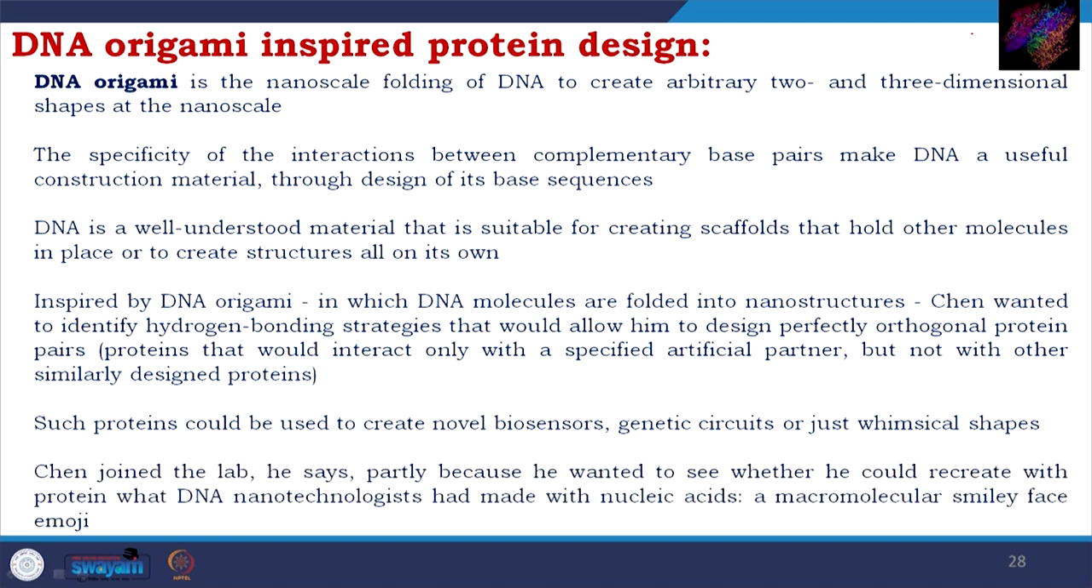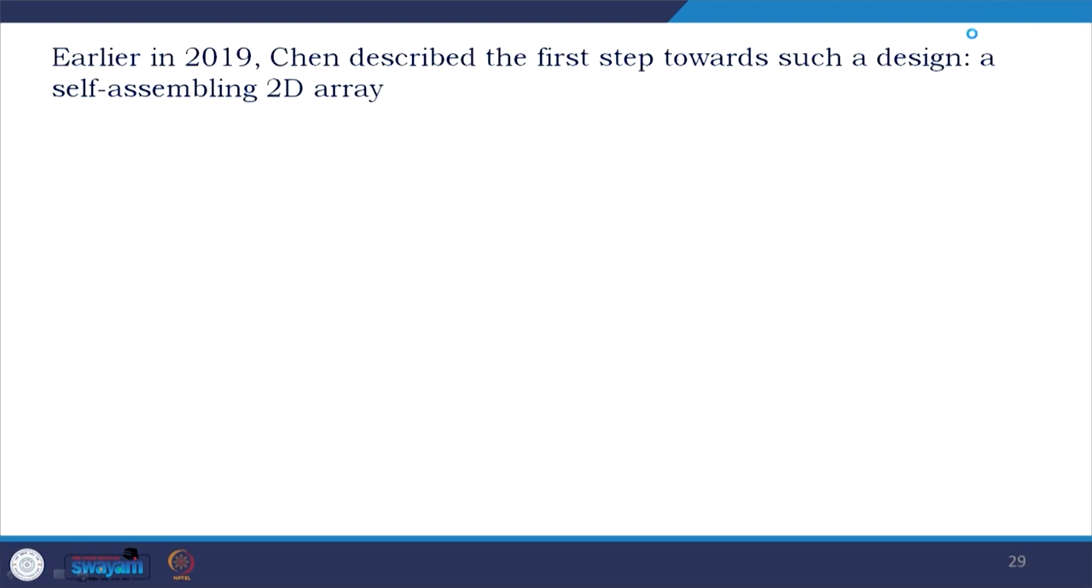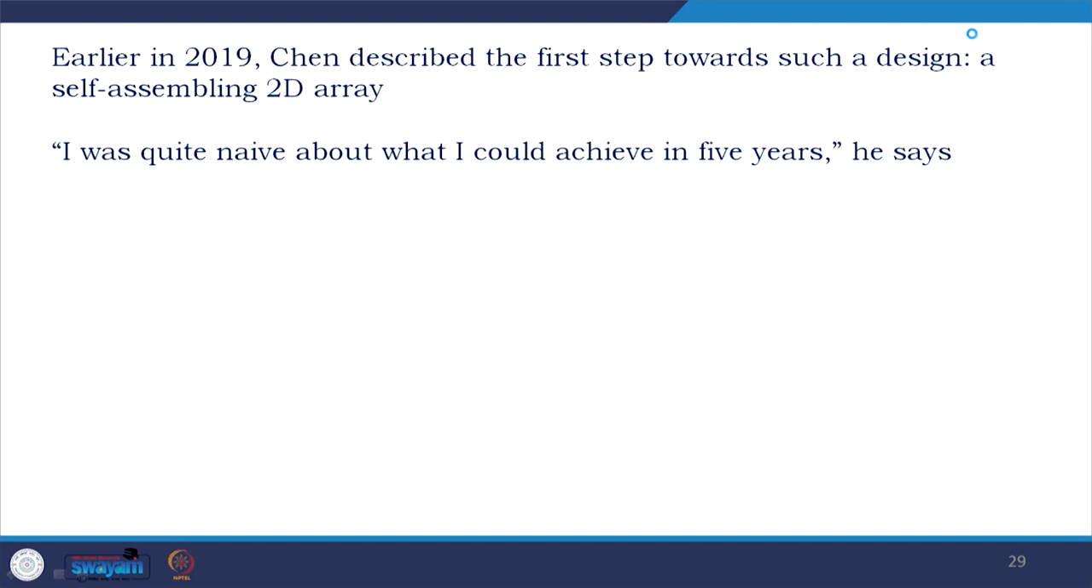Chen joined the lab, he says, partly because he wanted to see whether he could recreate with protein what DNA nanotechnologists had made with nucleic acids, a macromolecular smiley face emoji. Earlier in 2019, Chen described the first step towards such a design, a self-assembling 2D array of the protein. I was quite naive about what I could achieve in 5 years, he says.